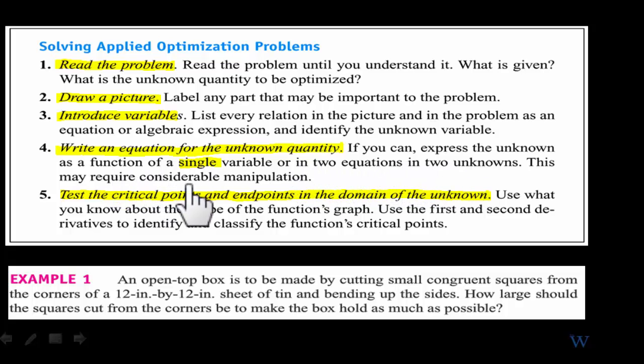This may require solving systems, or most of the time we do substitution. So we substitute a given quantity in terms of the other variable, so that what you've got is an equation in one variable. Test the critical points. And what are the critical points? Whatever you set the derivative to 0, first derivative to 0. And then the endpoints in the domain of the unknown.